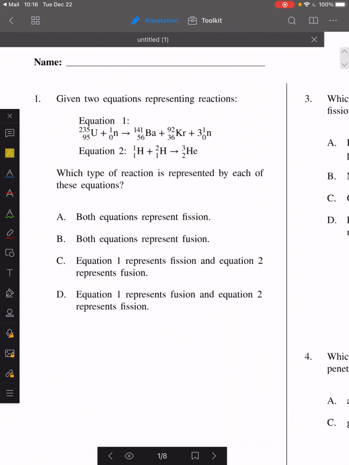Hi everyone, here I want to show you some nuclear chemistry Regents questions examples. What I did, I went through the last 7 Regents exams and collected all 32 questions for you. So let's get started.